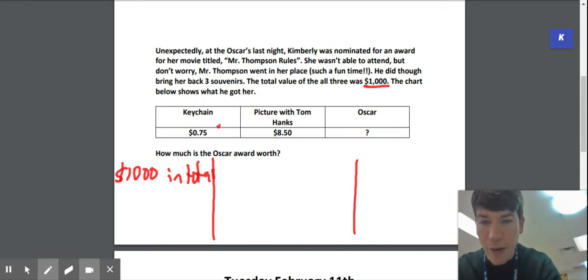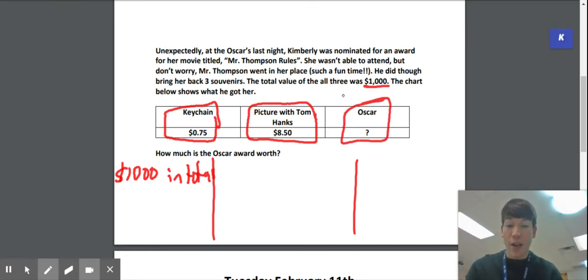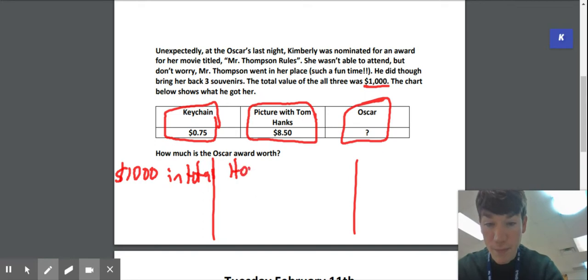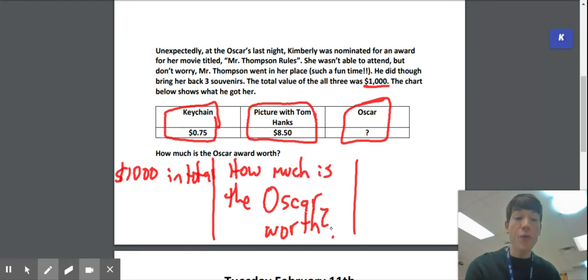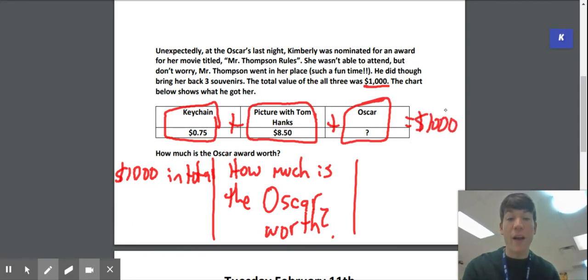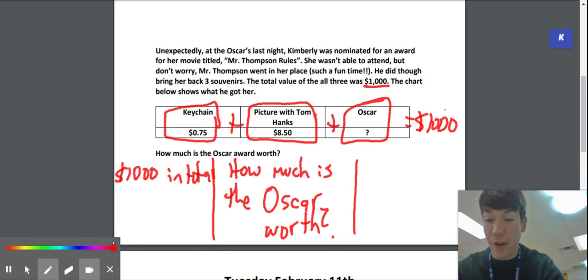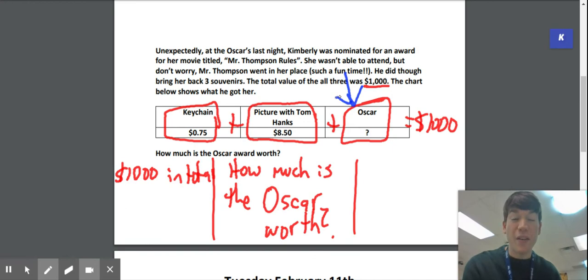The keychain was 75 cents. A picture with Tom Hanks was $8.50, and we don't know how much the Oscar cost. And the question is, how much is the Oscar? Well, what we do know here is that all 3 of these things together, if I add them all together, total $1,000. Now, all we have to figure out is what is this missing piece for this Oscar?